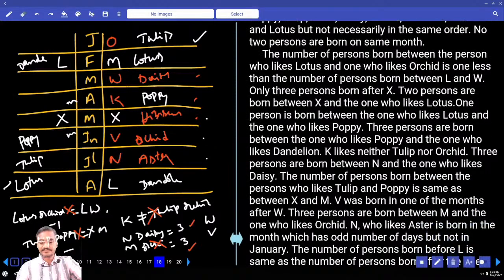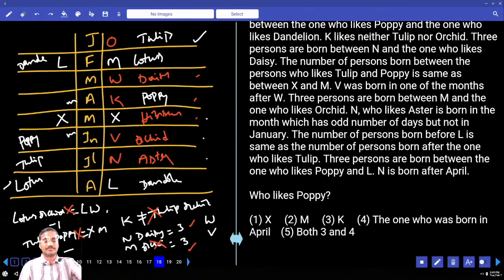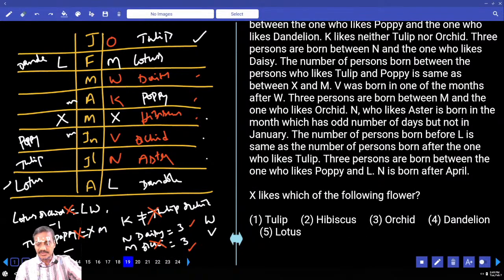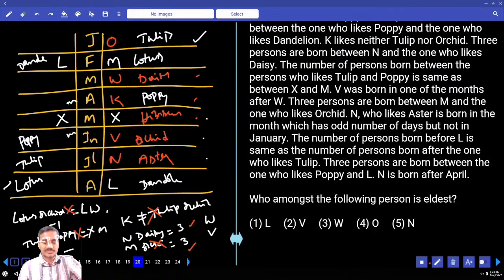Then, who likes a poppy here? And K likes a poppy. K likes poppy, that is choice 3, question number 18. 19th one, X likes which of the following flowers? X likes a hibiscus, that is choice 2, 19. And who among the following persons is the eldest? That means the one who was born earlier. Who is that person here? O, that is choice 4.